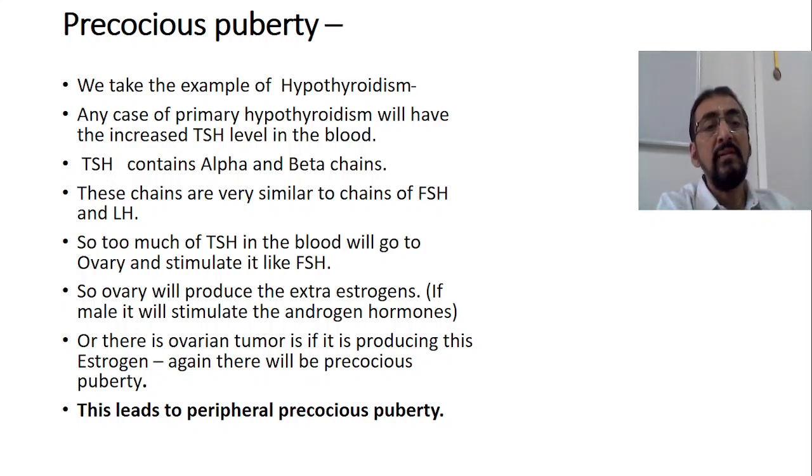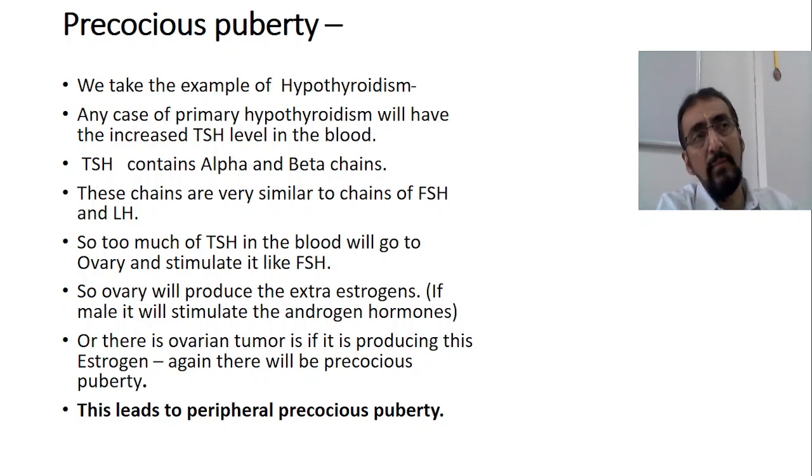Now TSH contains alpha and beta chains, and these chains are very, very similar to the chains of follicle stimulating hormone and also luteinizing hormone. TSH हार्मोन का जो structure है, और follicle stimulating hormone और luteinizing hormone का जो structure है, they are almost all similar. They contain alpha and beta chains. Too much TSH in the blood will go to the ovary.